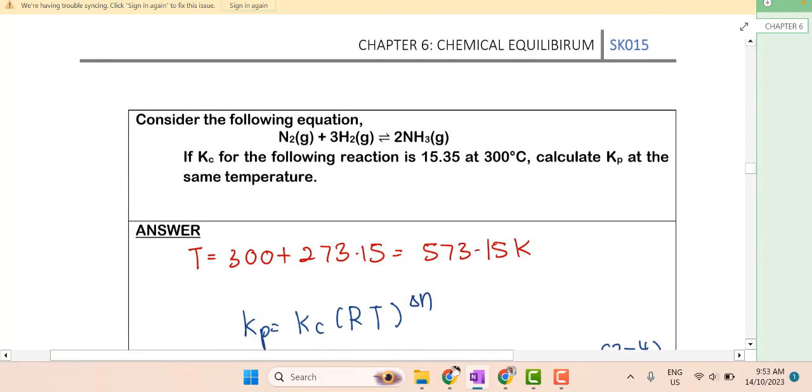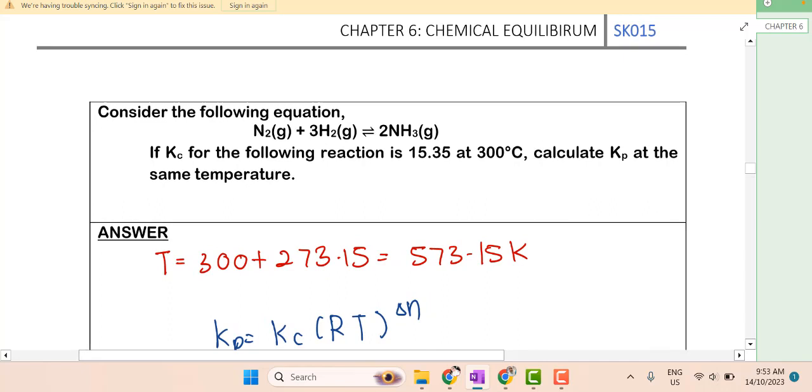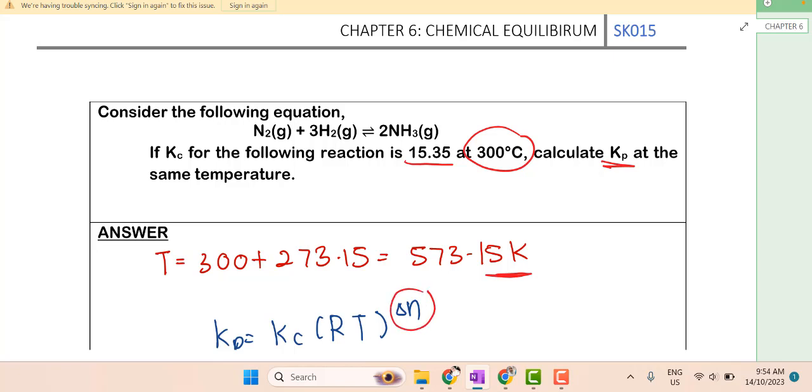So we look at an example. Consider the following equation. If Kc for the following reaction is 15.35 at 300 degrees Celsius, calculate Kp for the same temperature. So we will use the equation Kp equal to Kc RT delta N. So T must be in unit Kelvin. So I convert 300 degrees Celsius to Kelvin. And then for delta N, we only consider gaseous state.